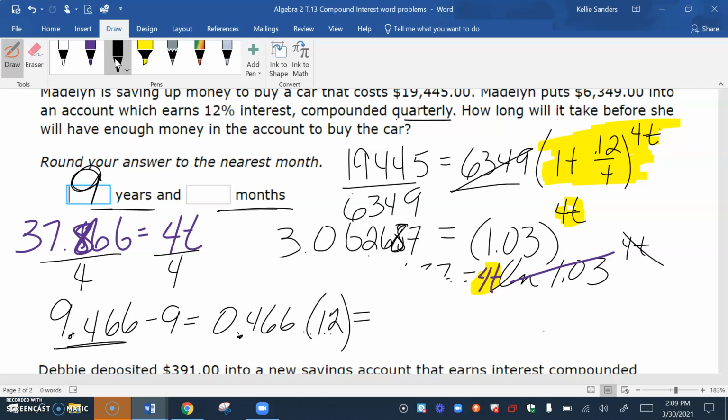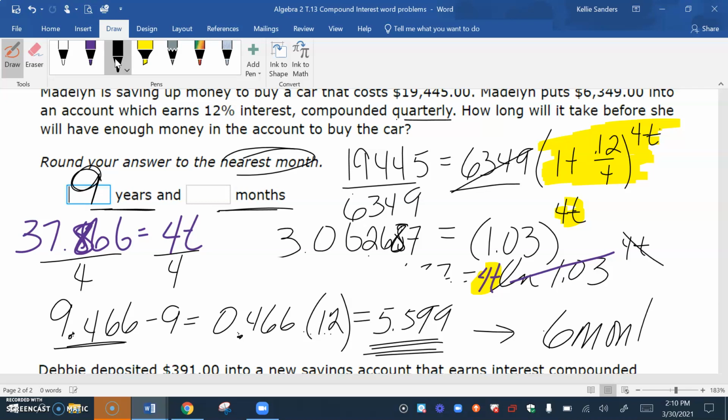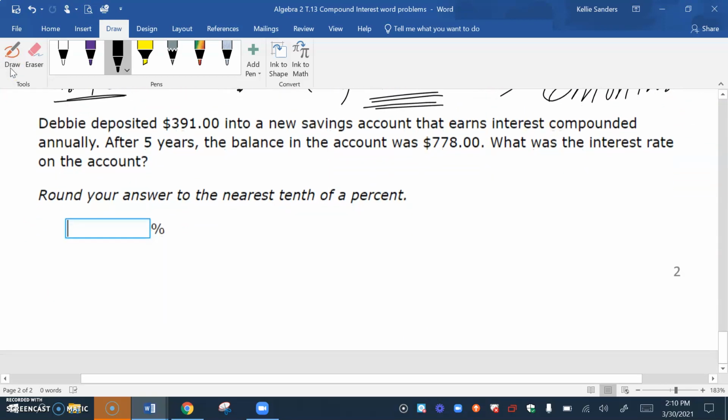Why do we multiply by 12? Because I want to know how many months is 0.466. And we get 5.599. And since we're going to round to the nearest month, I was wrong, because it's 5.5 and up, it's going to be 6 months, because we're rounding. So 9 years and 6 months. Yes, I know, don't kill me.